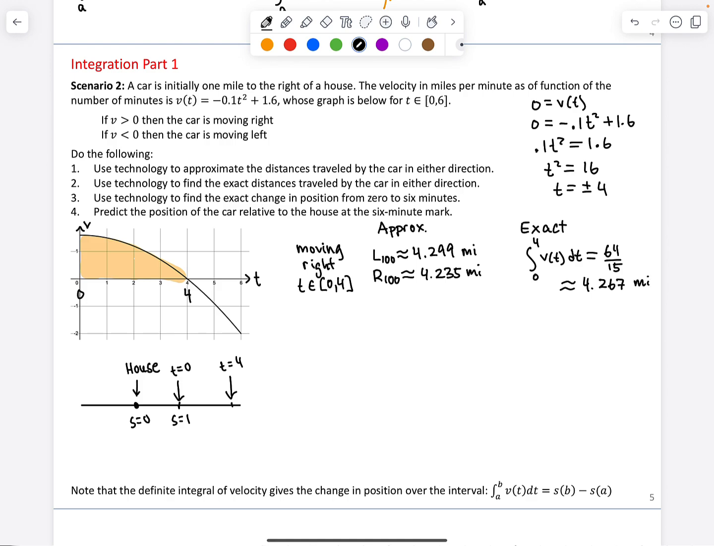I'll use decimals in my schematic here. Between time 0 and time 4, the car moved right 4.267 miles, putting us at a position of 5.267 miles right of the house. Okay, now let's figure out how far the car moves left between times 4 and 6.